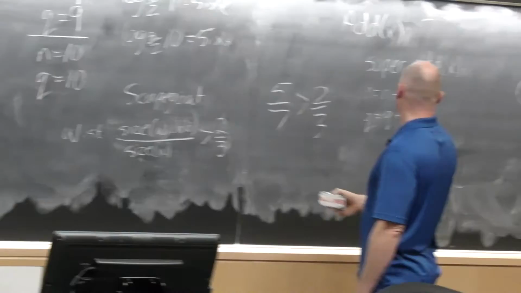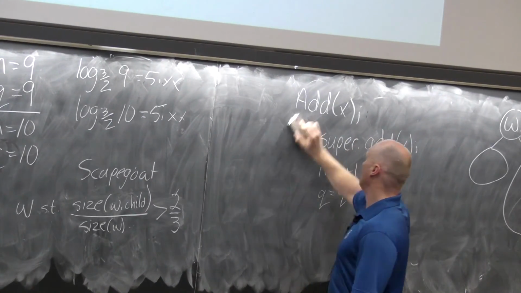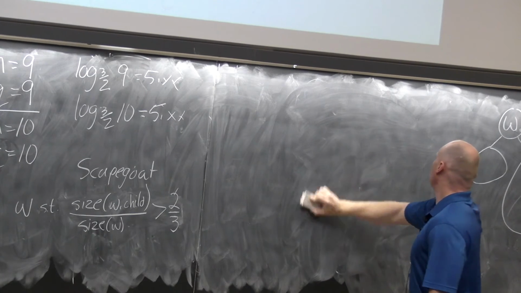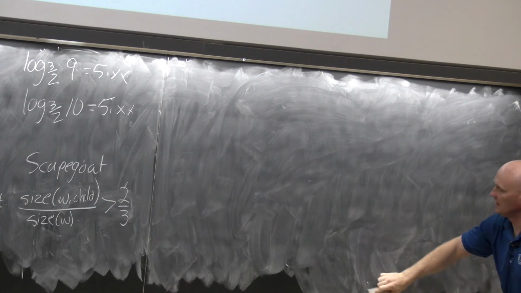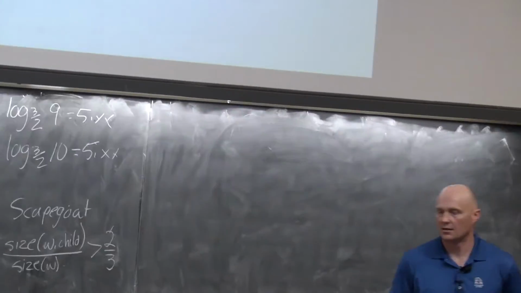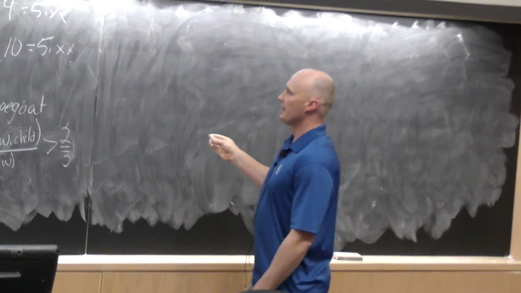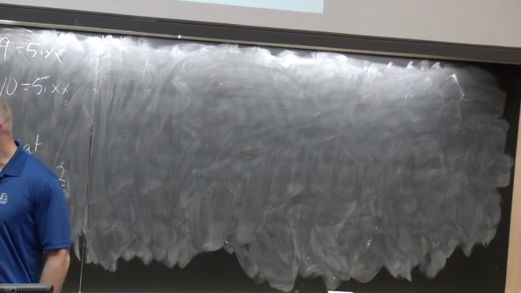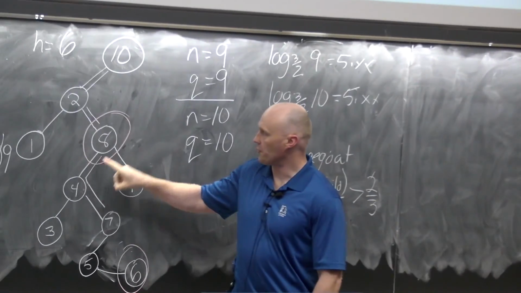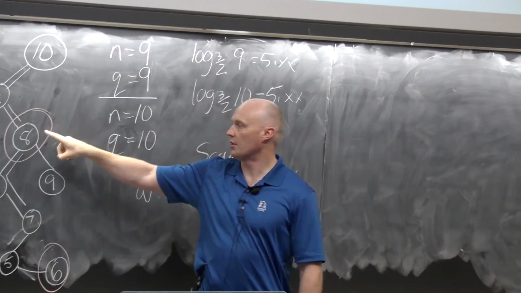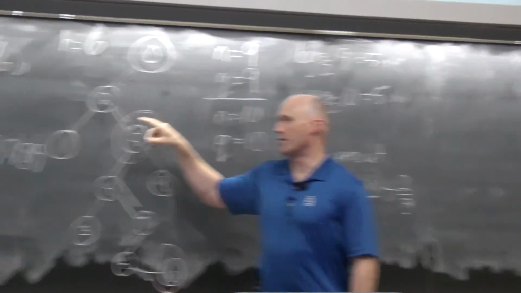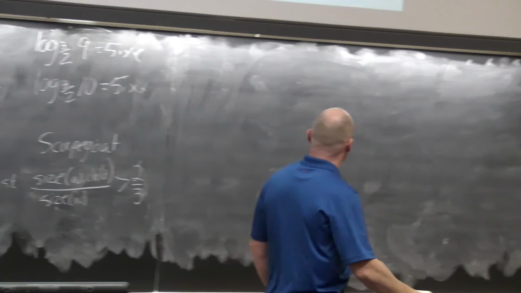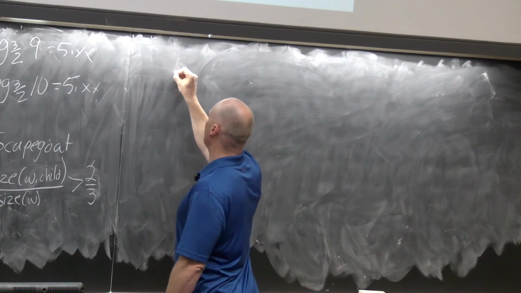So let's see. Let's assume that we can't find a scapegoat. Let's see what happens. We've inserted this node, and then we run all the way up the tree to the root. And for every one of these nodes that we look at, the child is never greater than 2/3 the size of the parent. So we always maintain this for every node W.